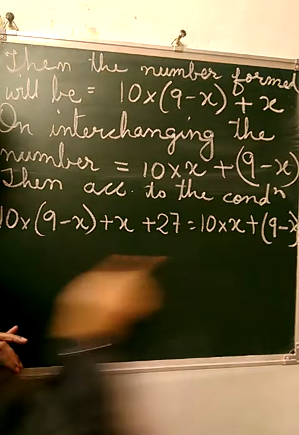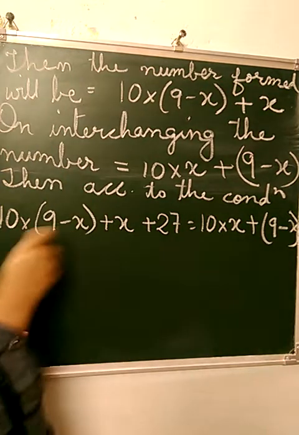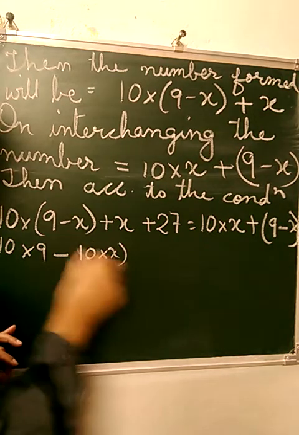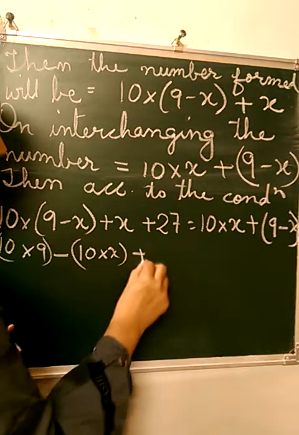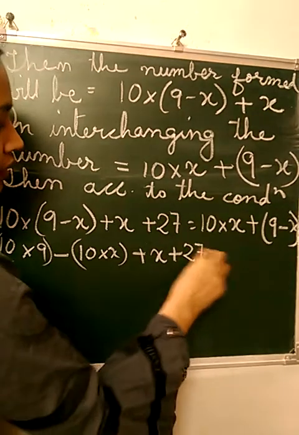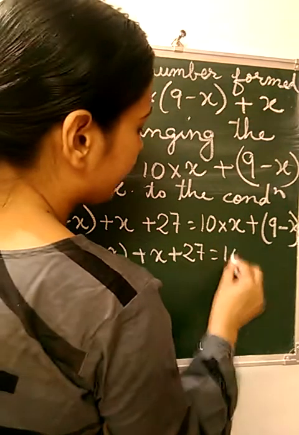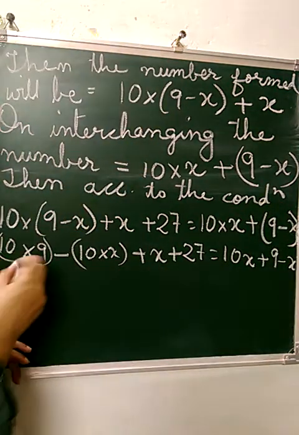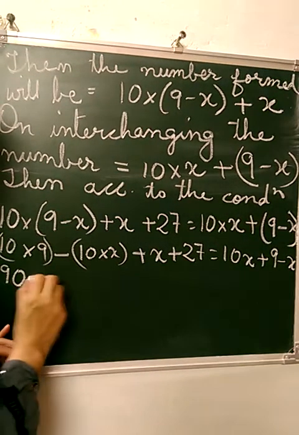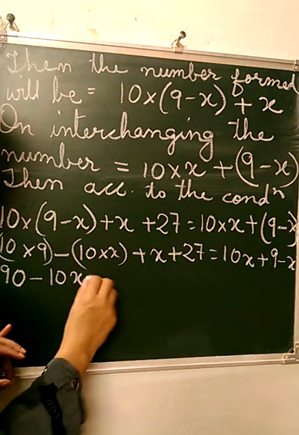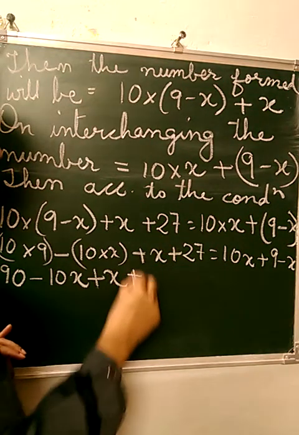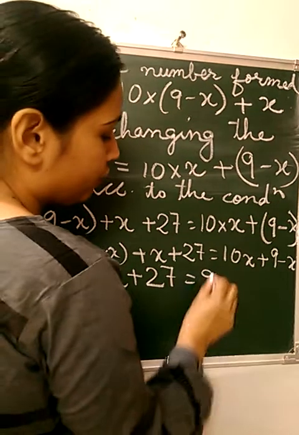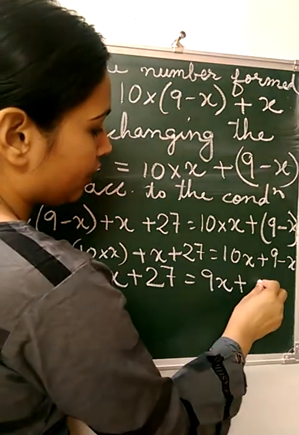Now we will solve this equation. So first we solve the bracket. 10 into 9 minus 10 into x, put the bracket here, plus x plus 27. 10 into x will give you 10x plus 9 minus x. 10 nines will give you 90 minus 10x plus x plus 27. 10x minus x will give you 9x plus 9.